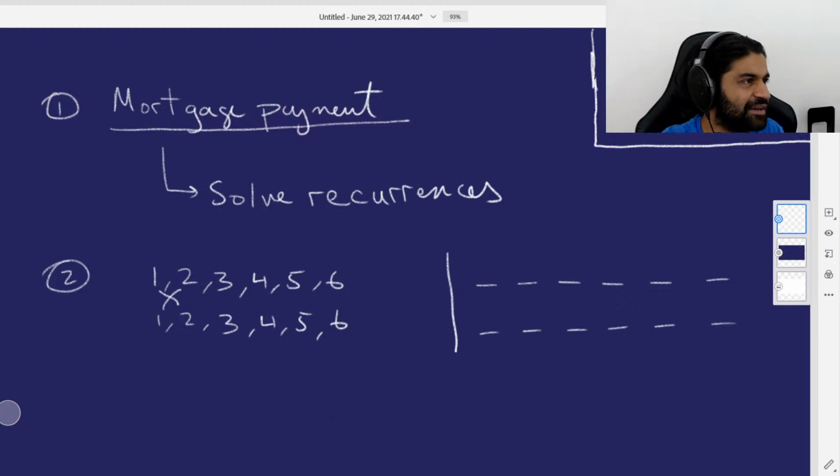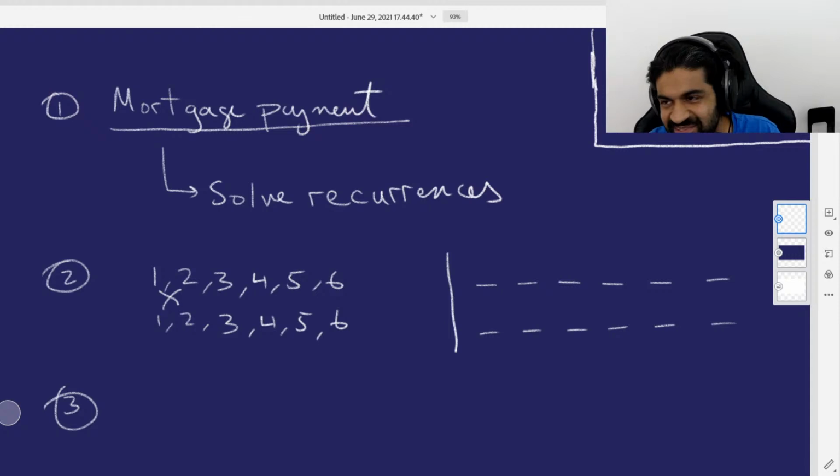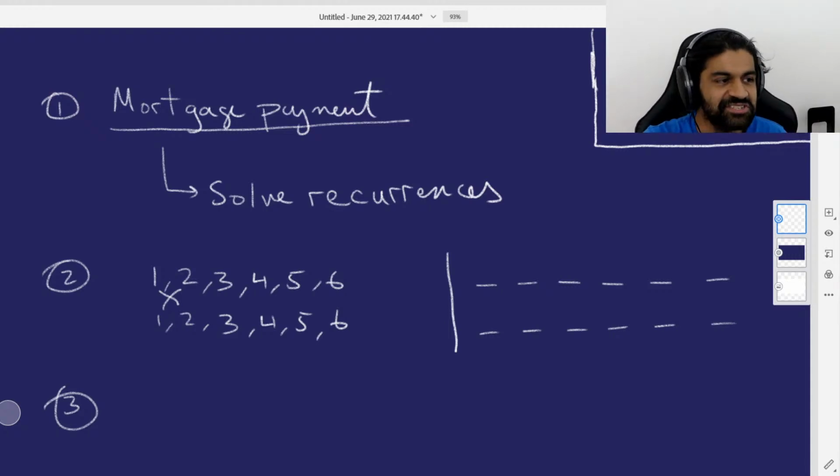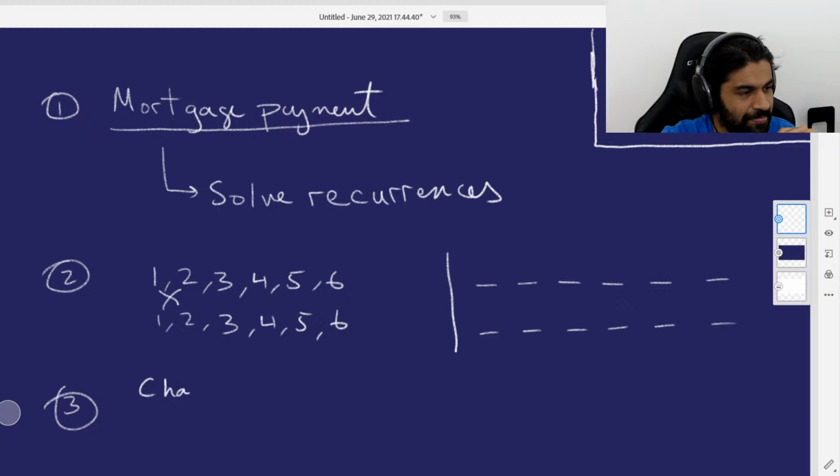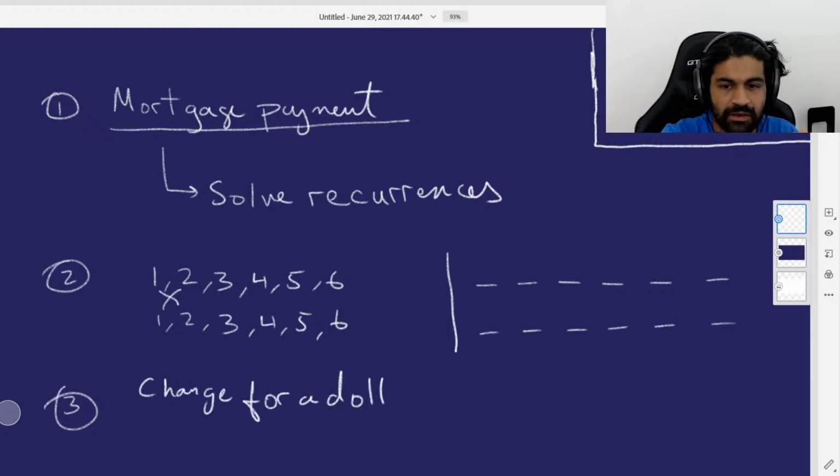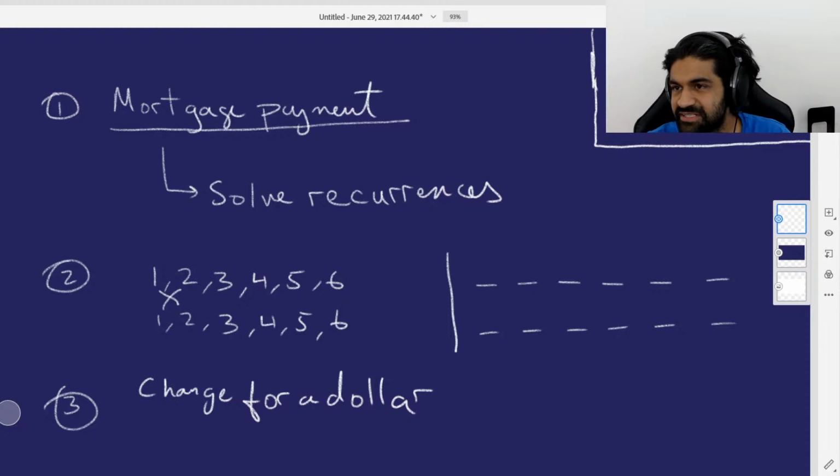The third problem we're going to do is we're going to talk about the number of ways to make change for a dollar. And so the interesting thing is we're going to actually do this in 2 different ways. So the change for a dollar problem. So we're going to do this first in the situation where order matters.